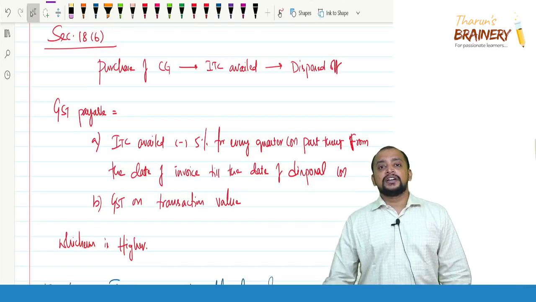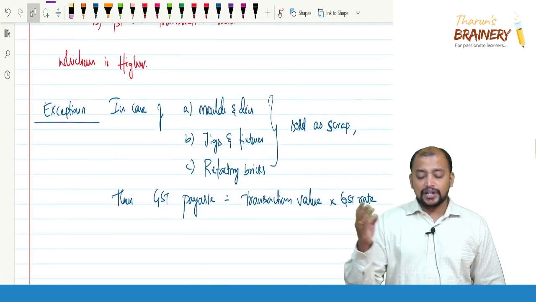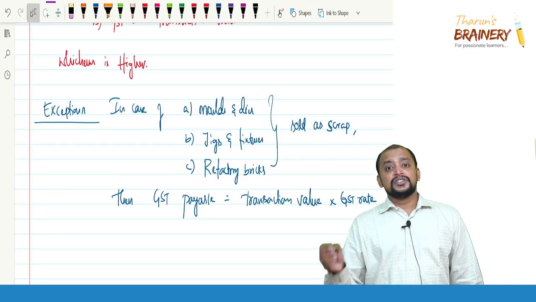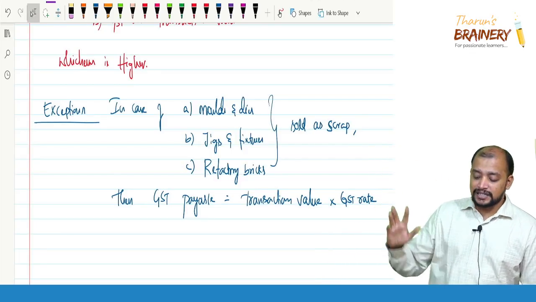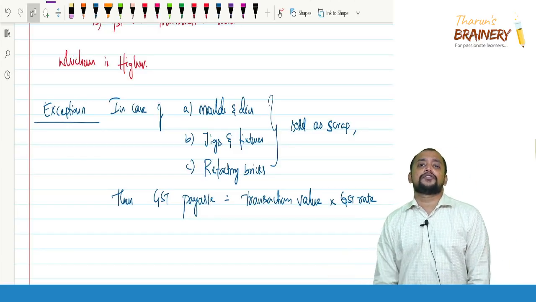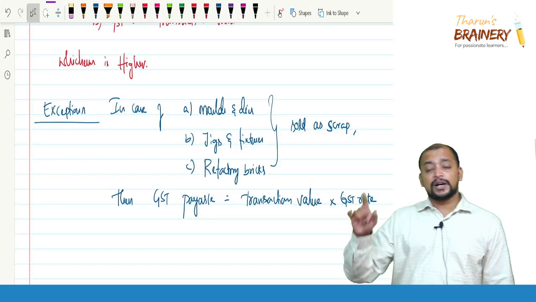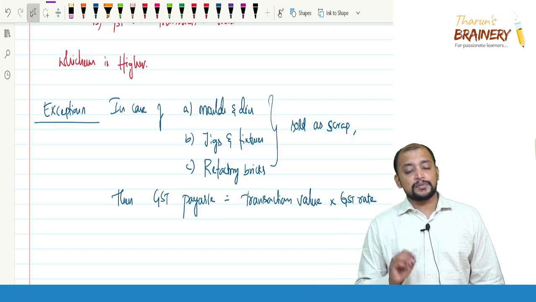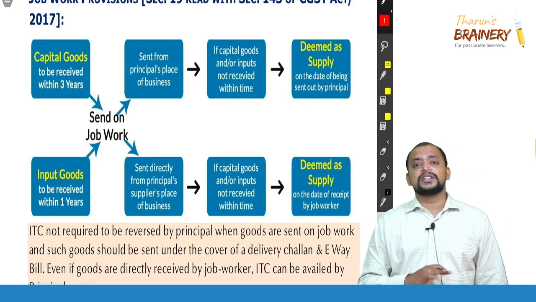Also in case when there are 3 goods, that is refractory bricks, molds and dies, jigs and fixtures sold as scrap, then in that case GST payable is only B, that is transaction value into GST rate irrespective of the period when it is sold. So don't apply original ITC minus 5%. This is about 18 subsection 6. So with that 18 is fully over.